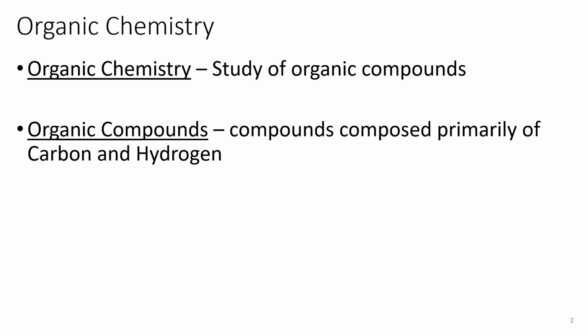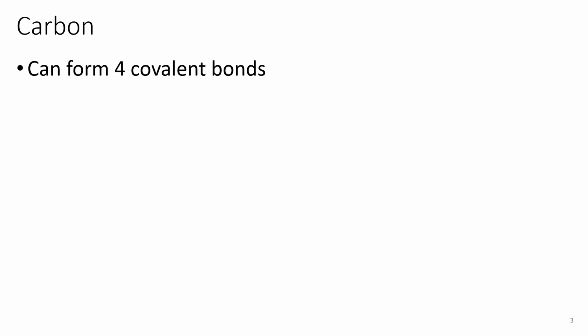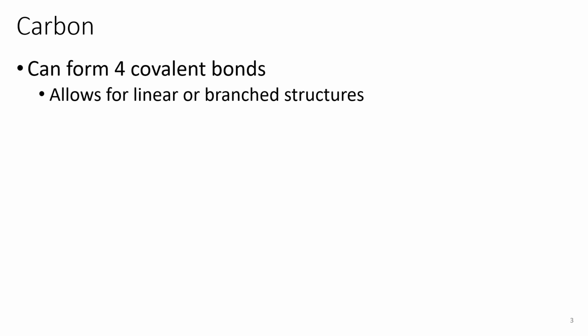So carbon becomes very unique for organic chemistry. So let's review a little bit about carbon. Carbon can form 4 covalent bonds. So this allows for carbon compounds to either be linear or in branch structures.